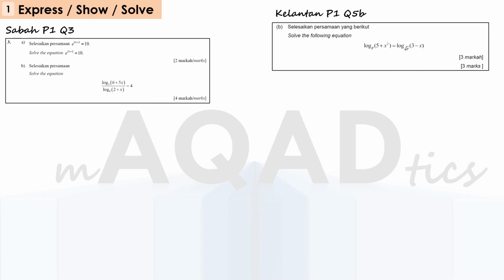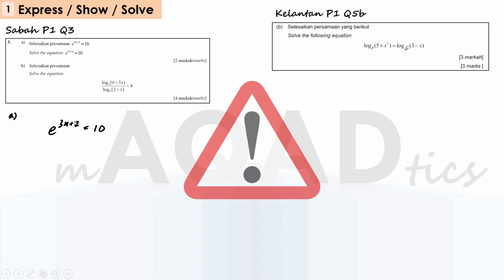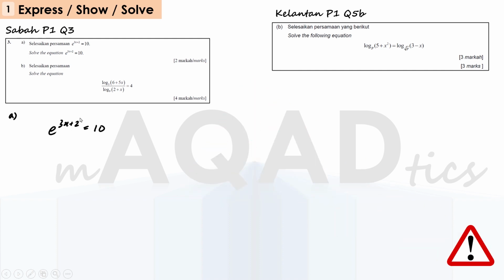Alright, so let's look at more examples. So here we have from Sabah, and for part A, we need to solve this question. So e^(3x+2) equals to 10. So if you see, the x that we need to find is at the power side. So what we need to do is to use the bonus step, which is to apply log for both sides. So the base I will choose is e.